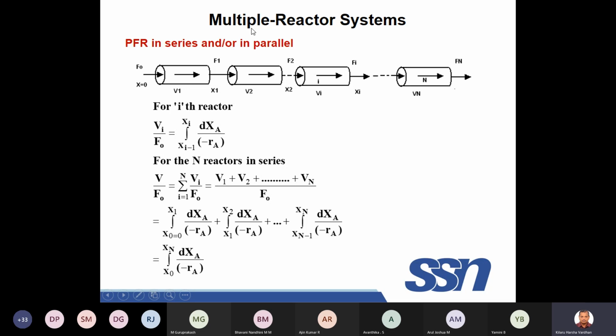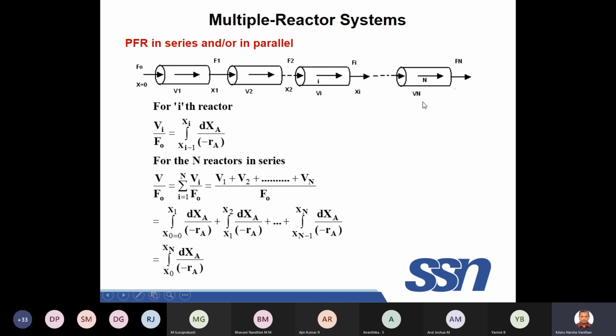This is for multiple reactors in series, that is PFRs. Equal size PFRs are there, V1, V2, V3 till Vn. F naught is the flow rate of the first reactor, and X naught is the conversion here. So F1, F2, Fi and Fn, n reactors are there. We will write a derivation for n reactors. V1, V2, V3 till Vn is the volume of the reactors, either the same volume or different volume.